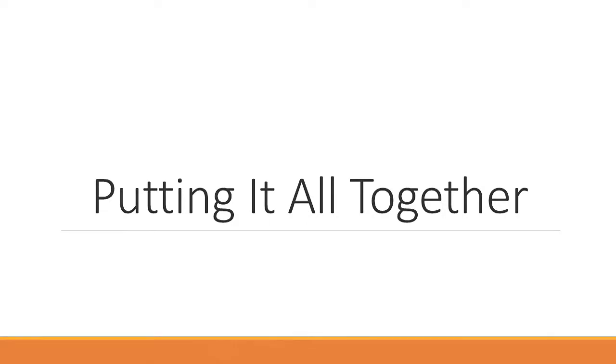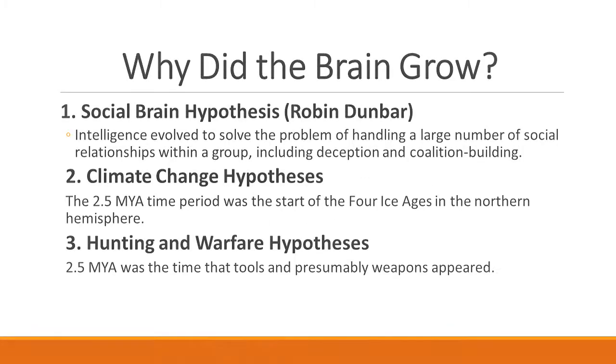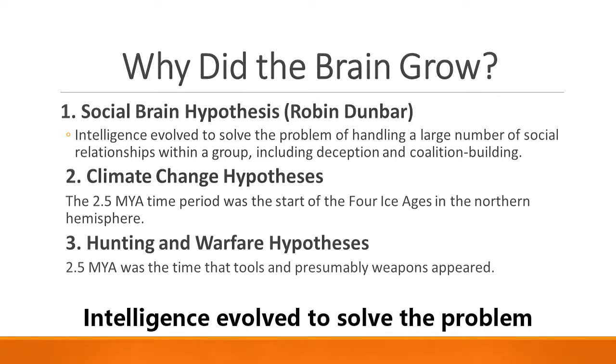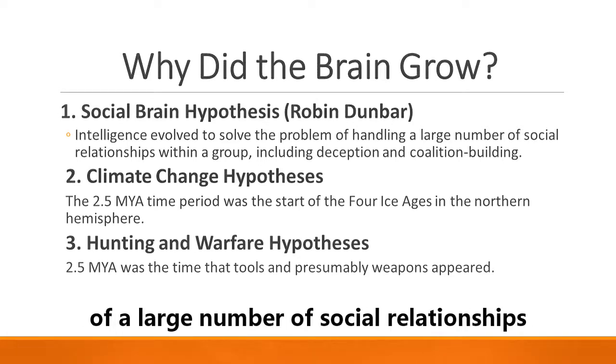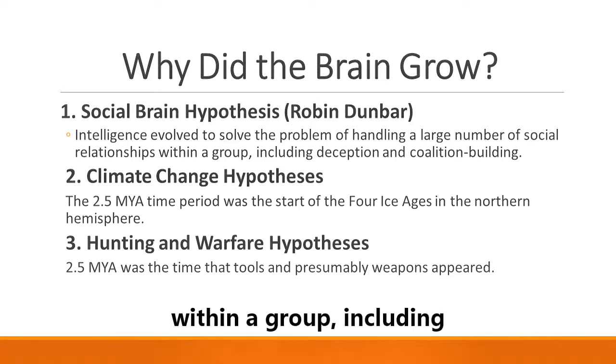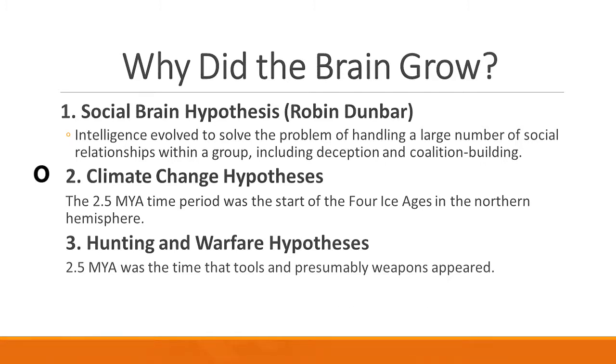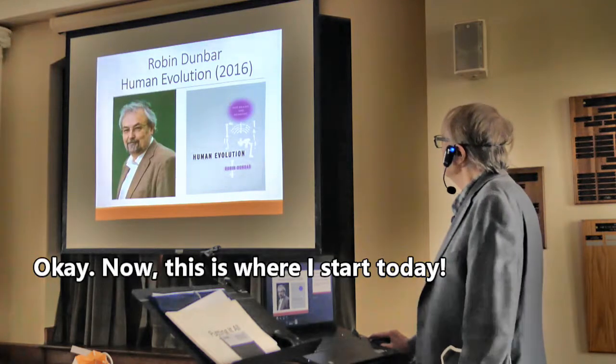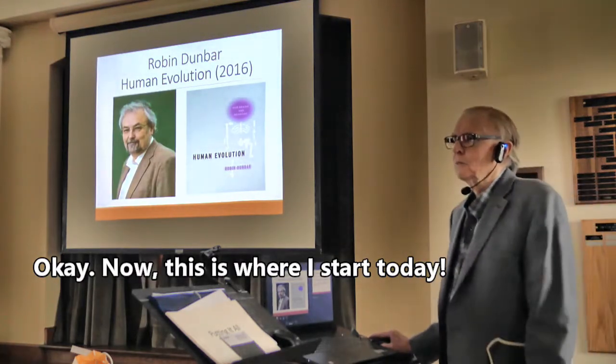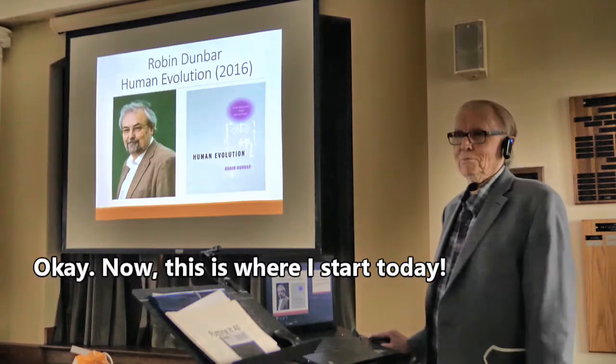Okay, putting it all together. Why did the brain grow? The first thing, this is from last time, is the social brain hypothesis of Robin Dunbar. Intelligence evolved to solve the problem of a large number of social relationships in a group, including deception and coalition building. And there's also climate change hypotheses and hunting and war. Okay, now, this is where I start today.